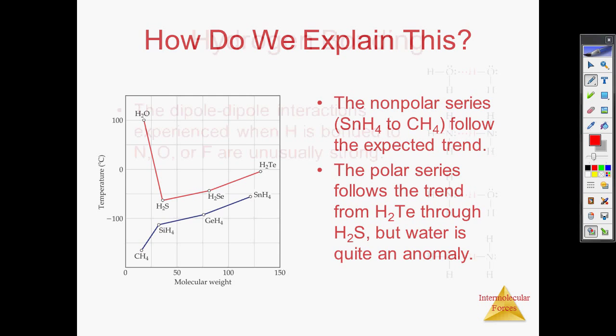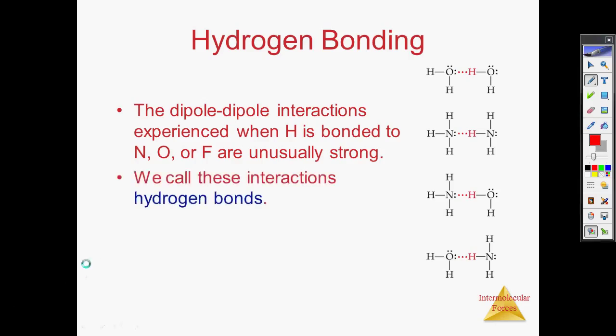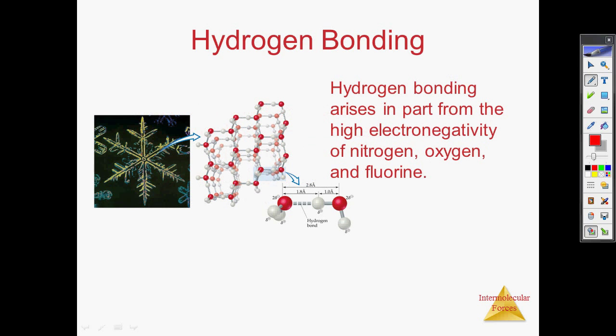The dipole-dipole interactions experienced with H, when H is bonded to F, N, or O, are usually unusually strong. We call these interactions hydrogen bonds. Hydrogen bonding arises in part from the high electronegativity of nitrogen, oxygen, or fluorine. We know those values to be 3.0, 3.5, and 4.0 on the electronegativity scale.